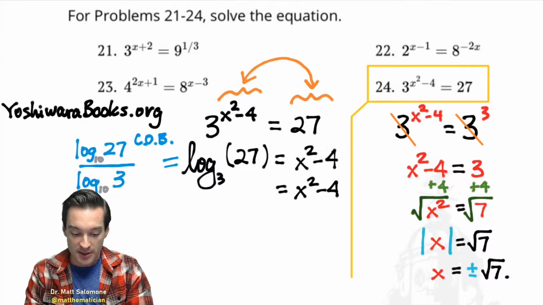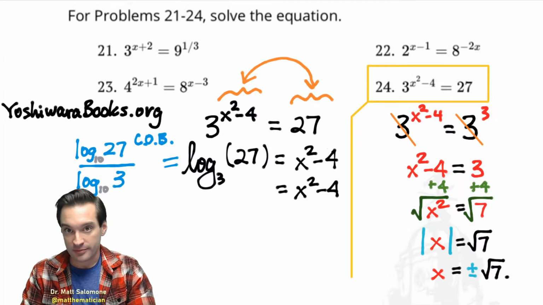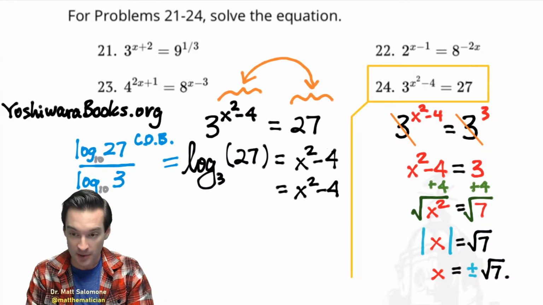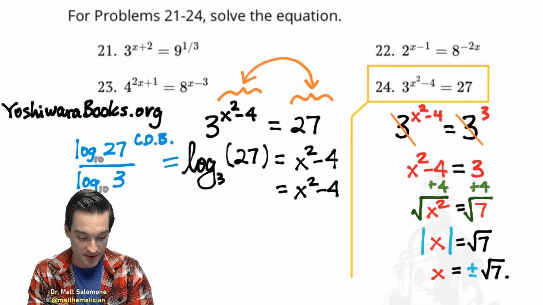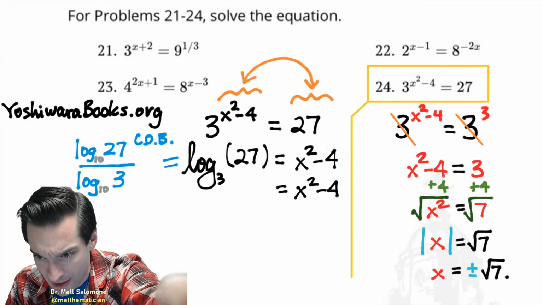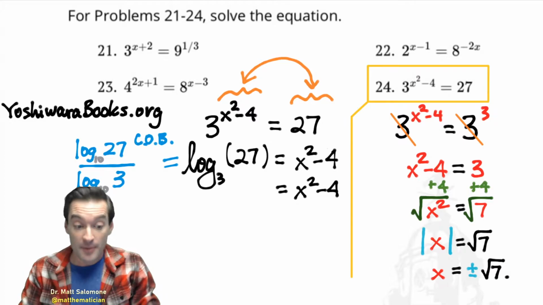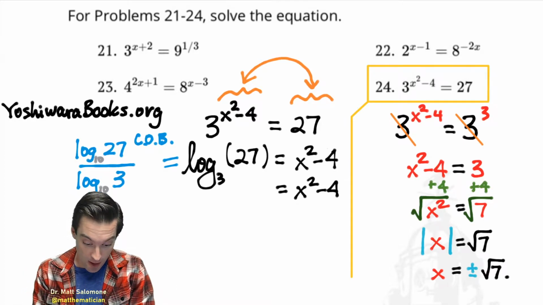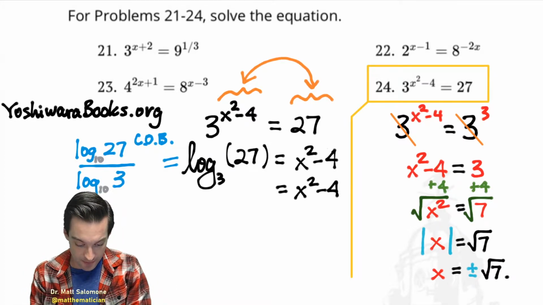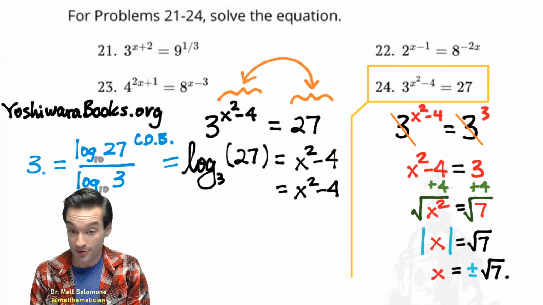So for the base 10 log, let's just do that one this time. I'll take 27 and compute the base 10 log of it. I get a number, something like 1.43. I'll divide that by the base 10 log of 3. And sure enough, my calculator at the end of the day gives me the same answer, 3, that we got when we were just thinking about what the base 3 log of 27 was.